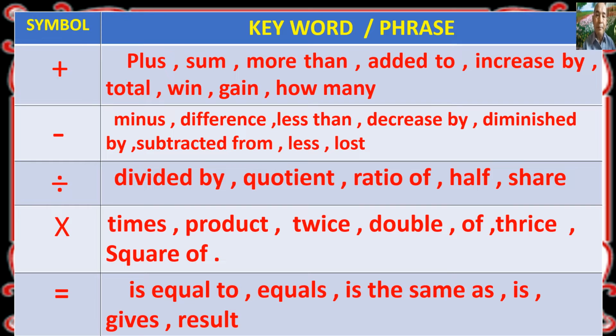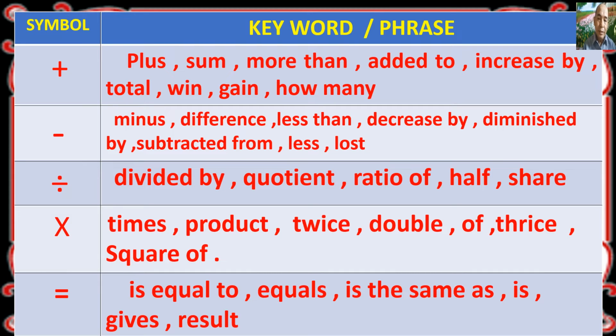Subtracted from, meaning you do the subtraction from a number. Less: if something is less than 5, it could be 4, it could be 3. So 5 minus 1 will give you 4, or 3. Lost: if you lost your money, then it is said to be subtraction. So these words represent subtraction, meaning if you find that these words are being used, then you will do the subtraction.